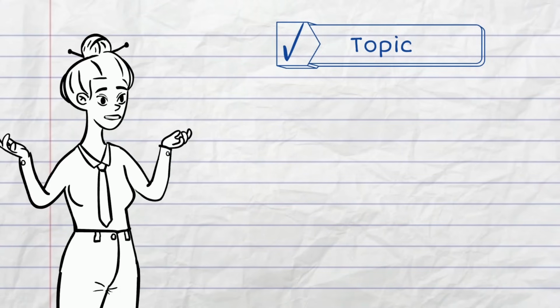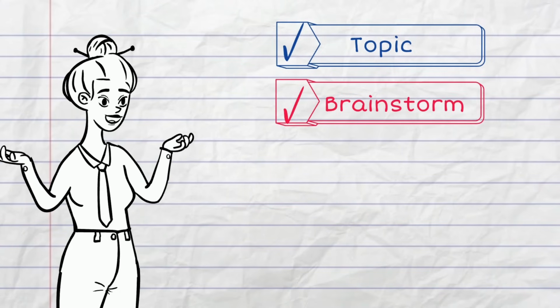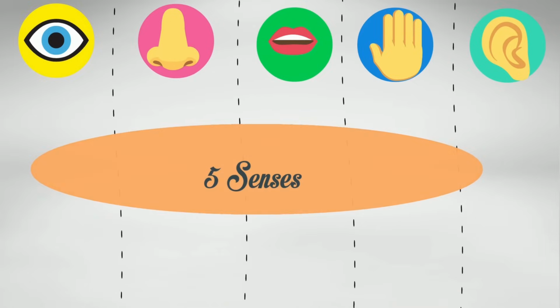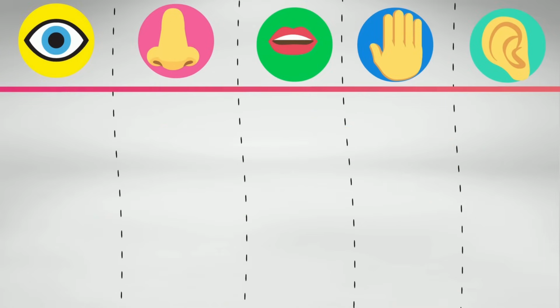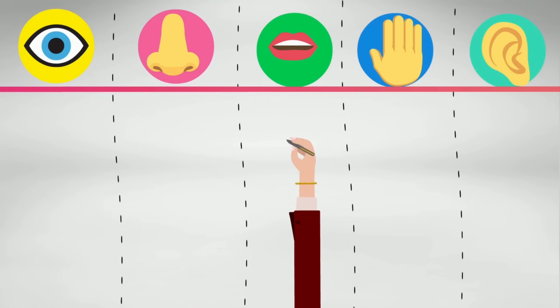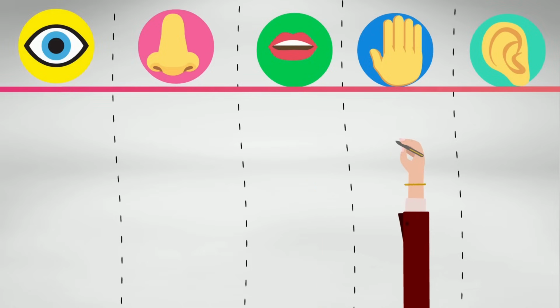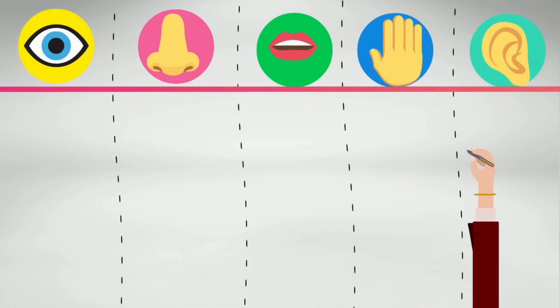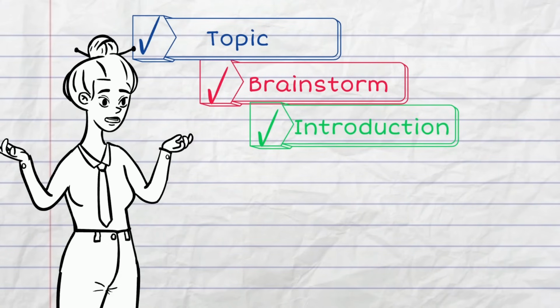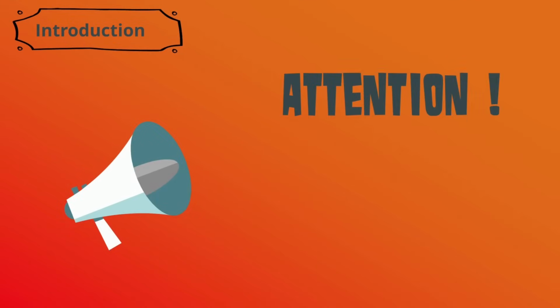And the second step is to brainstorm your ideas using your five senses. This will help you structure your essay and remind you to include all the sensory details. Write down as many details that you can think of for the topic based on each sense. The third step is to write the introduction. The introduction is the first paragraph, and you want to attract the reader's attention with the hook.